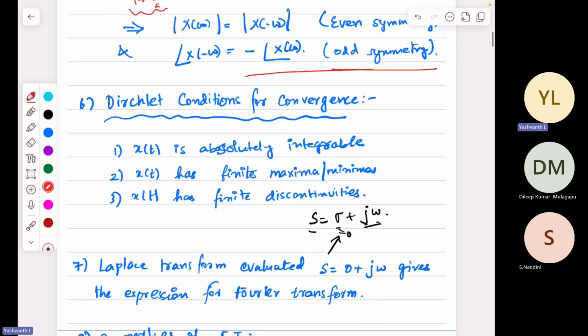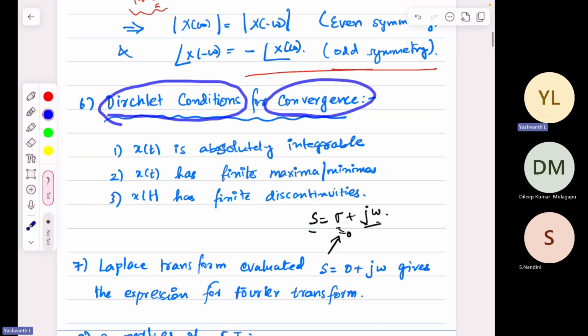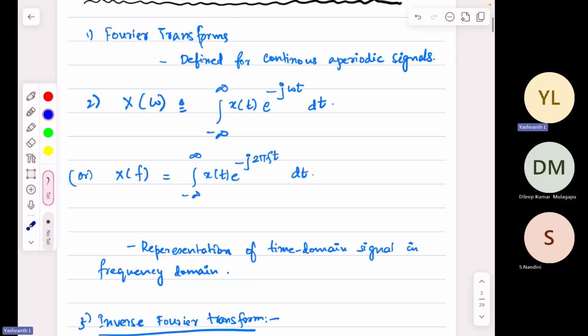Now, some conditions: when will the Fourier transform integral exist? Similar to Fourier series, we have what are called the Dirichlet conditions for convergence. What is the convergence here? Convergence is whether this integral converges.